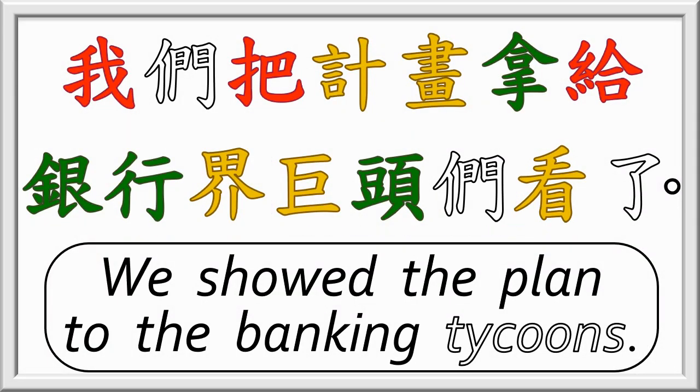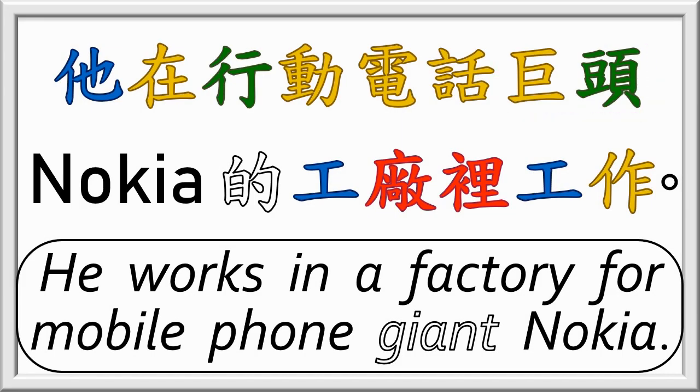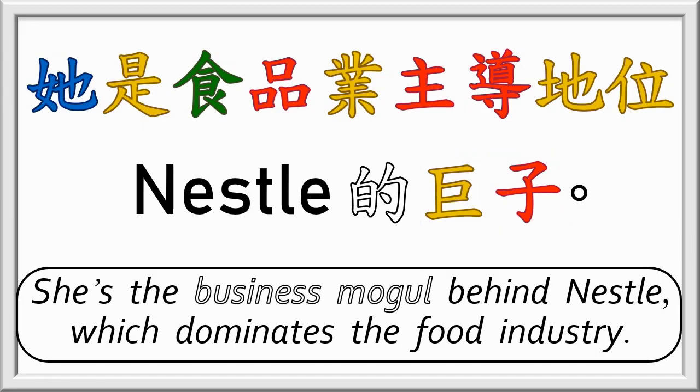我们把计划拿给银行界巨头们看了 We showed the plan to the banking tycoons. 他的私人朋友是一位食品界的巨头 Her personal friend is a mogul in the food industry. 他在行动电话巨头 Nokia 的工厂里工作 He works in a factory for the mobile phone giant Nokia. 他是食品业主导地位 Nestle 的巨子 She is the business mogul behind Nestle, which dominates the food industry.